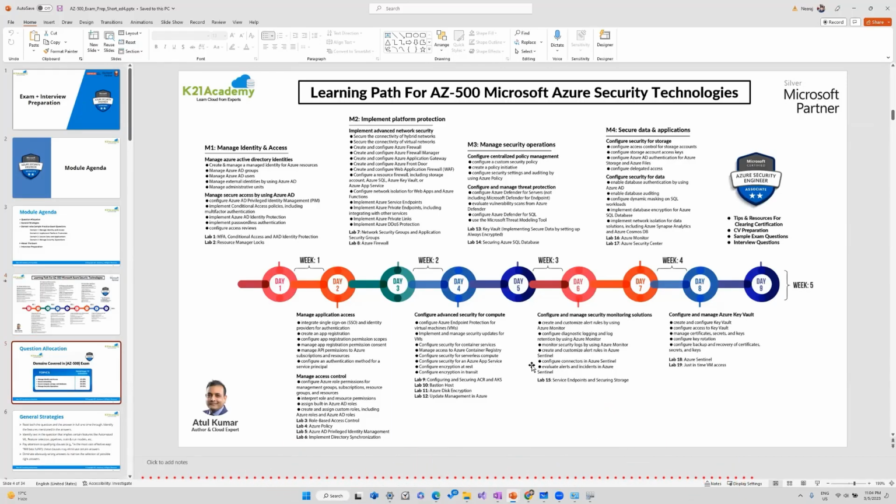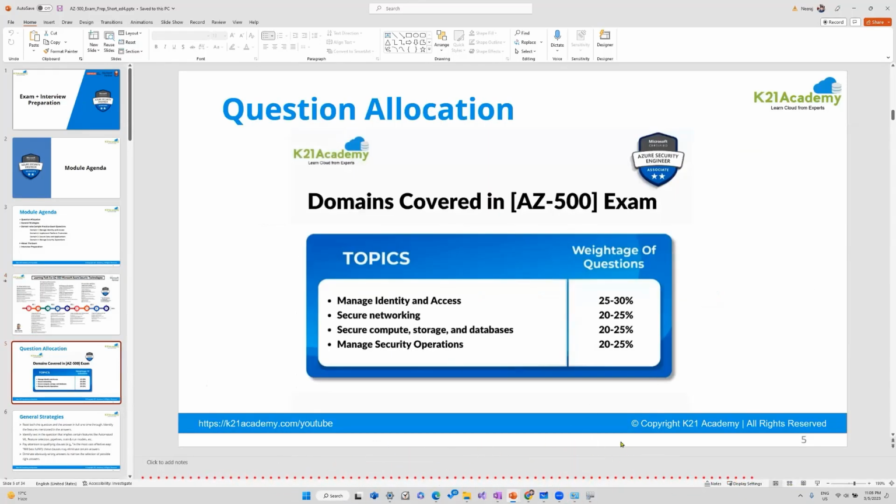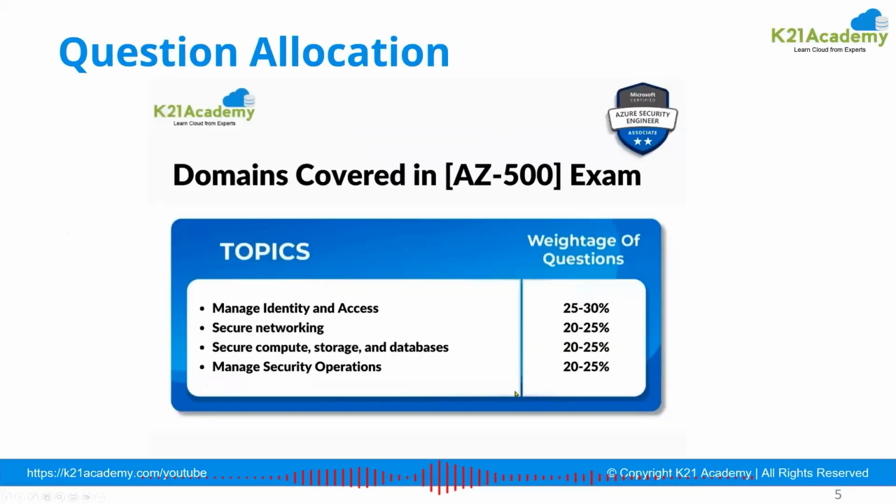Now, talking about what is covered in the exam, there are four objective domains you need to understand. So we have identity and access, secure networking, compute, storage and databases, and security operations. Each of these are well balanced. So you have 25 to 30% as part of the first module. Then networking, compute, and security operations are almost similar. It's like 20 to 25% of the exam.